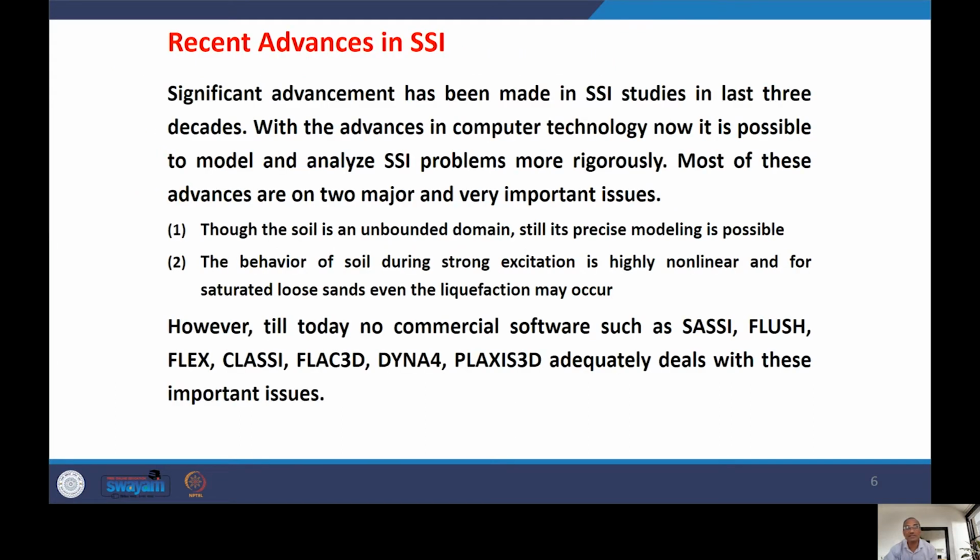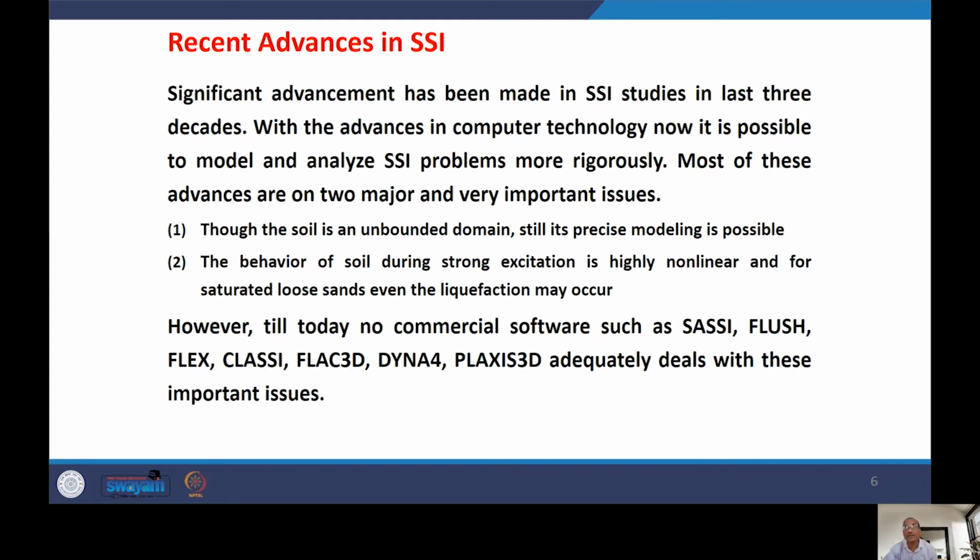In fact, significant advancement has been made in this area in the last 3 decades. This was possible because there was much advancement in computer technology, and it is possible to model and analyze SSI problems more rigorously. Most of these advances are on 2 major and very important issues. What are those issues? First issue, the soil is an unbounded domain. However, still its precise modeling is possible.